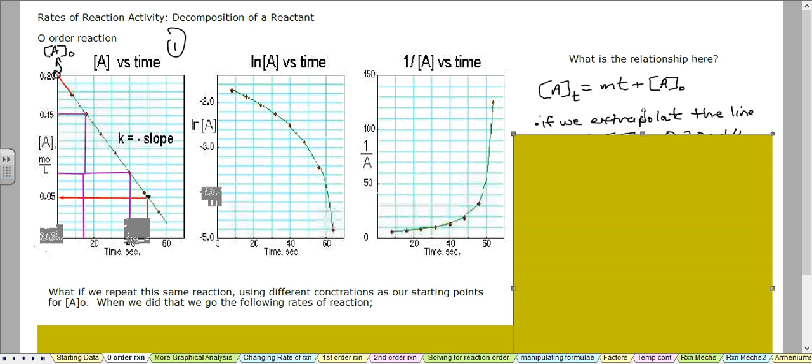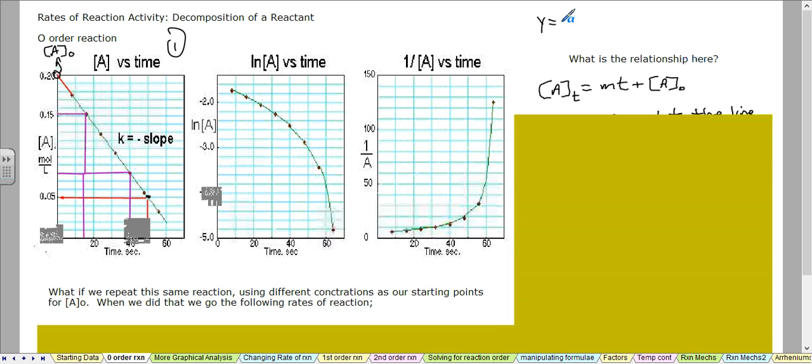Now, in this case, when we go to find the equation of the line, again I'll show that y equals mx plus b. Our b is our y-intercept. Our m is our slope. And x will be a value of time, and y will be a value for concentration.